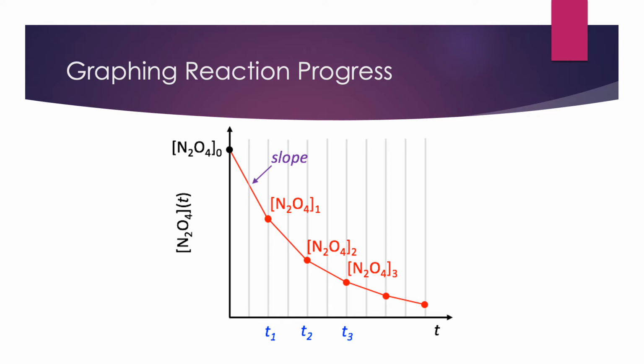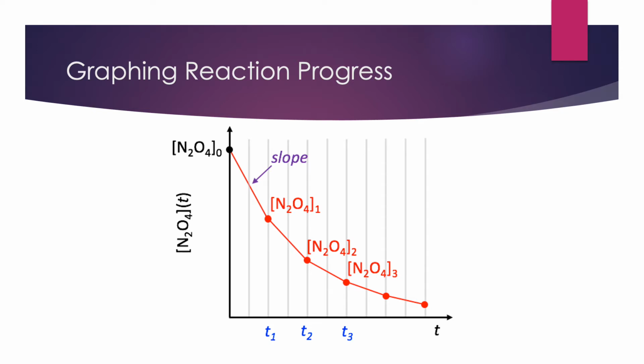Now the slope that's indicated from that line is the delta N2O4 that we calculated on the previous slide from the rate law. So that slope is telling us what direction we're going. We're going down, and it tells us how fast we're moving in that direction per unit time. Instead of delta t, I've called that first time point t1, but you can think of the difference between t1 and 0 as the same as delta t if you wish.